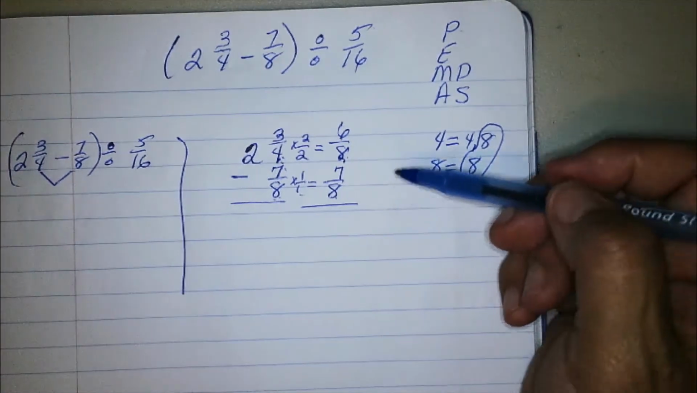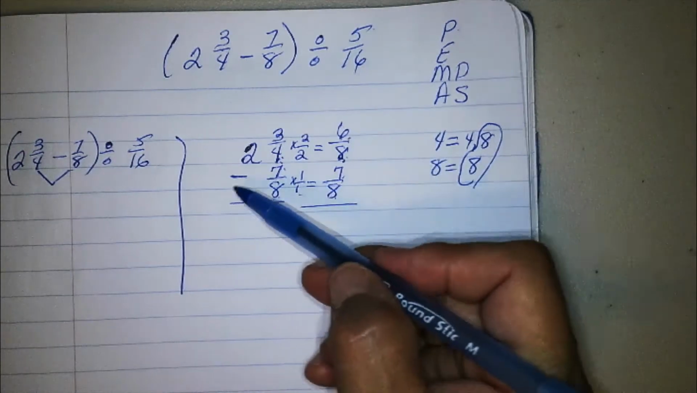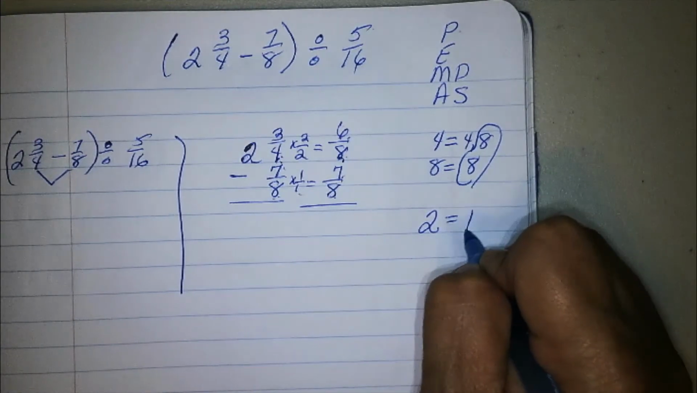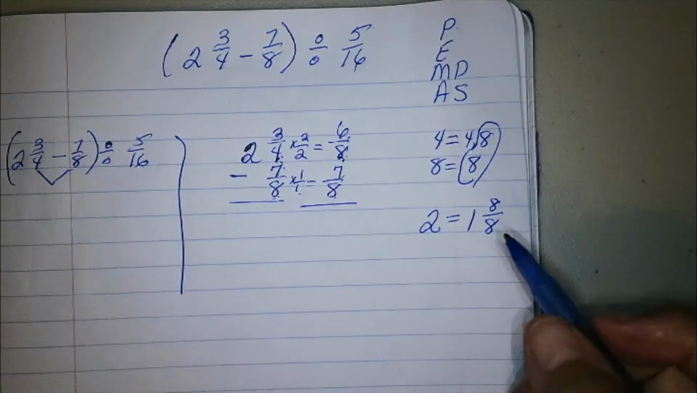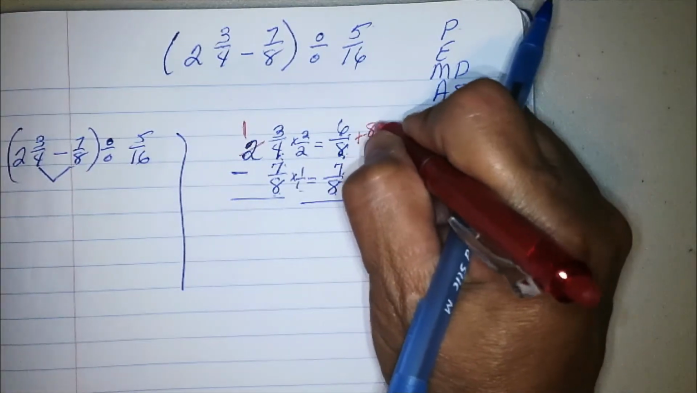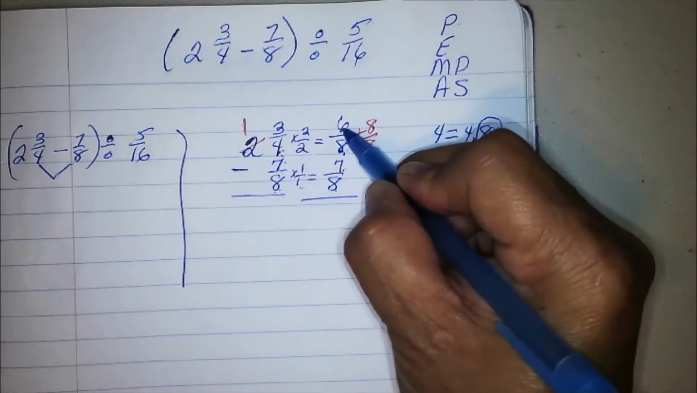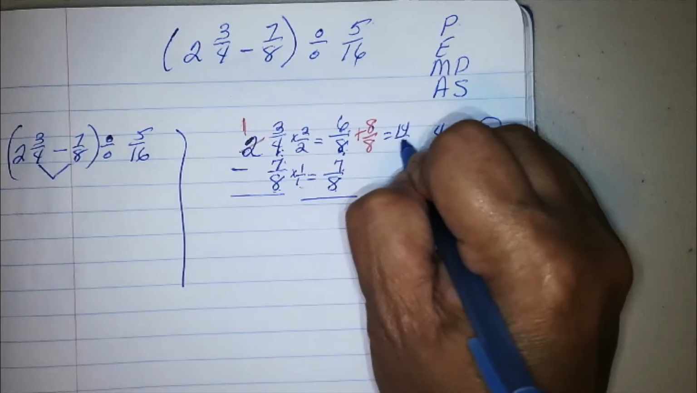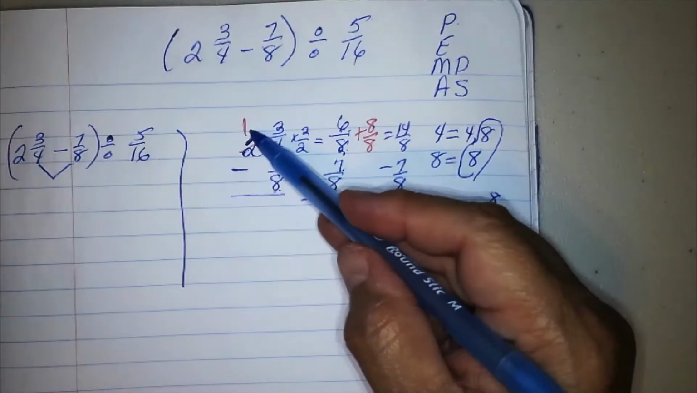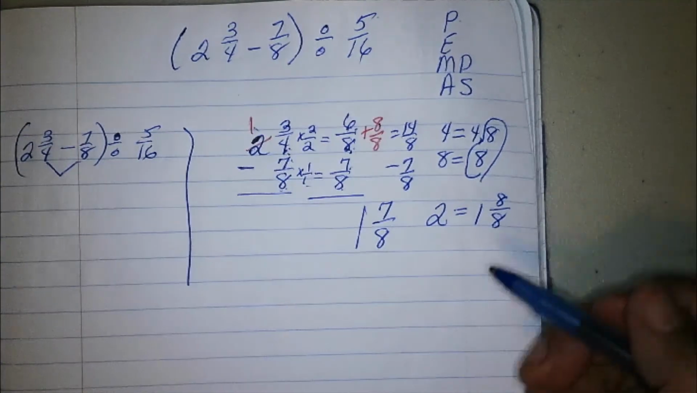I am not able to subtract 7 from 6, so we're going to have to regroup. Now I notice that I have a 2, so that 2 is going to become 1 and 8/8. So let's go ahead and place it here, 1 and 8/8. 8 plus 6 is 14 over 8 minus 7 over 8 gives me 7/8, and bring down my whole number, which is 1. So I end up with 1 7/8.